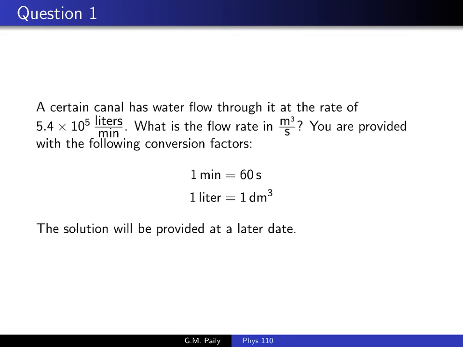Finally, here is a question for you to work with and see if you understand. A certain canal has water flow through it at the rate of 5.4 times 10 to the 5 liters per minute. What is the flow rate in meters cubed per second? You are provided with the following conversion factors. 1 minute is 60 seconds and 1 liter is 1 decimeter cubed.